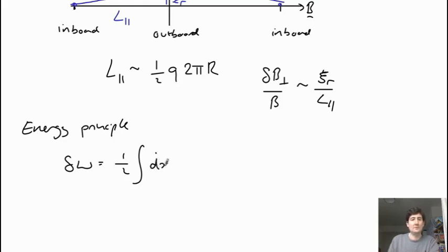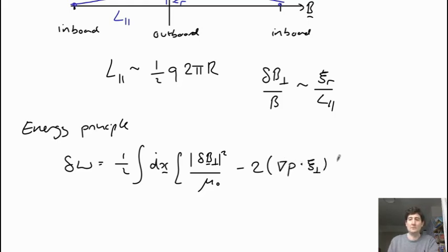This is the integral over all the machine. So first we have delta W, delta B perpendicular, which is this term we're going to derive here. And the other term we're going to consider here is the curvature drive term. So we have a P dot perp, and then we have a kappa.